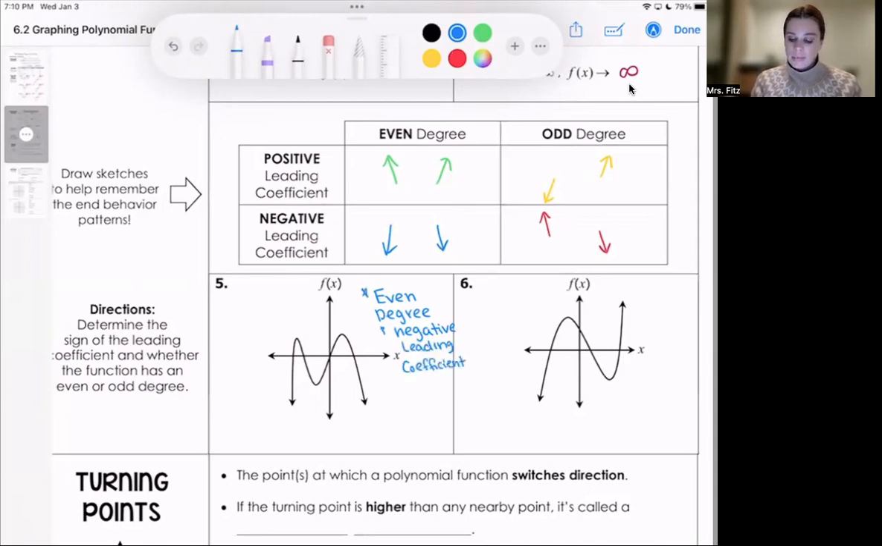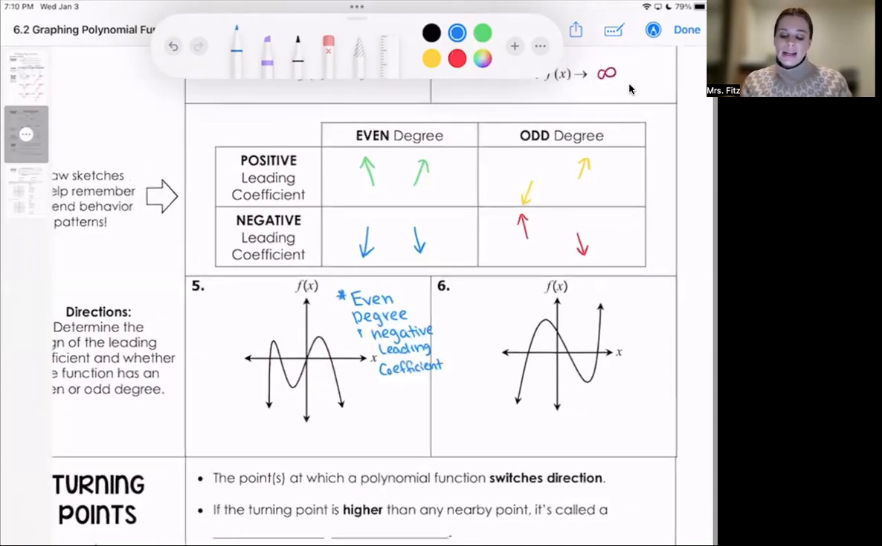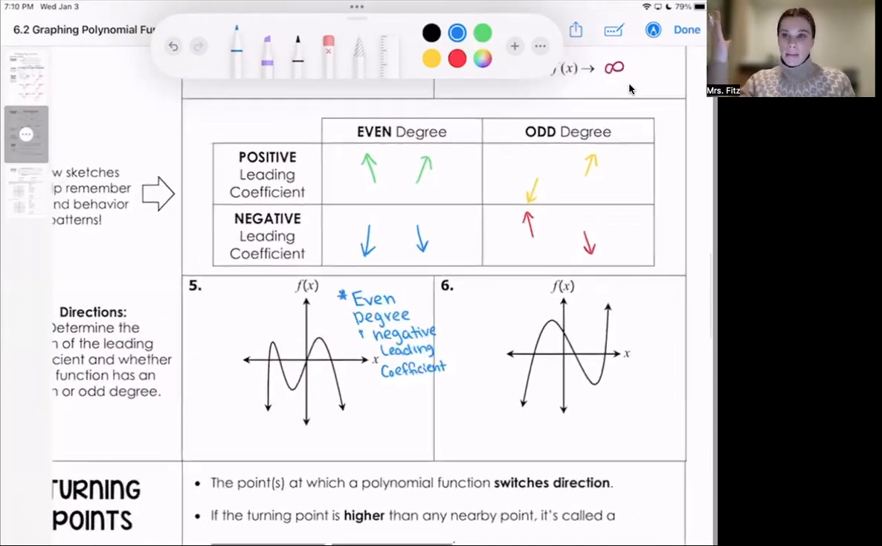Okay. All right, number 6, to the right, it's pointing up, and to the left, it's pointing down. So that means this is actually going to be an odd degree because it's opposite end behavior. And now it looks like just because the right is going up and the left is going down, it's going to have a positive leading coefficient.